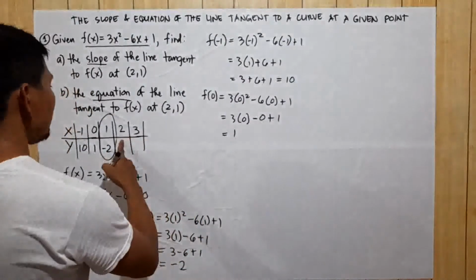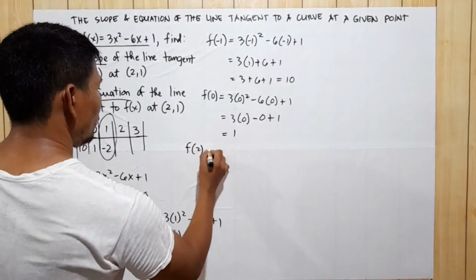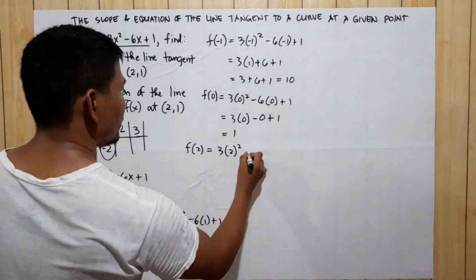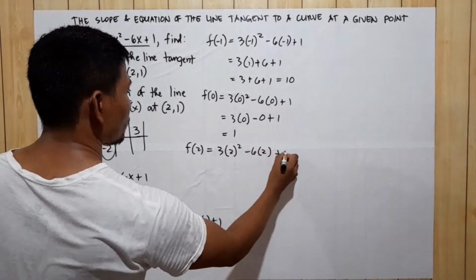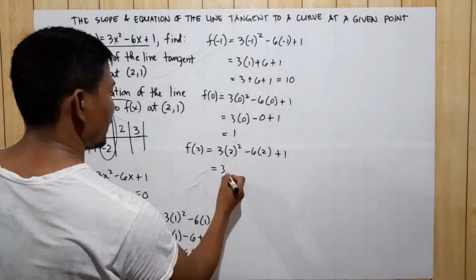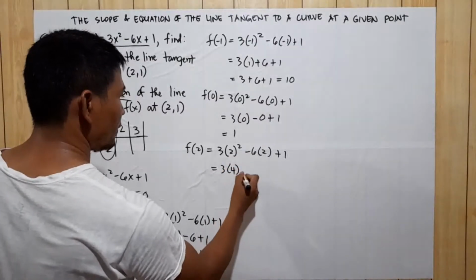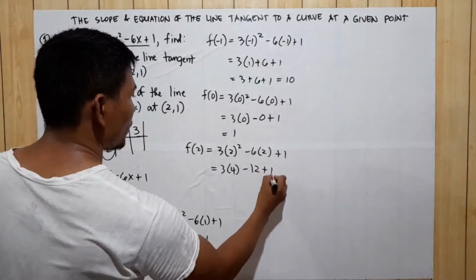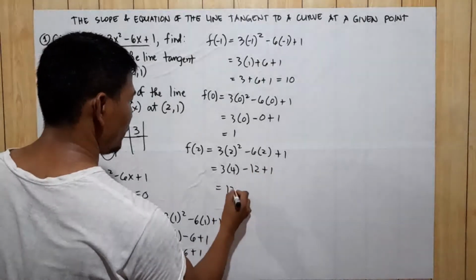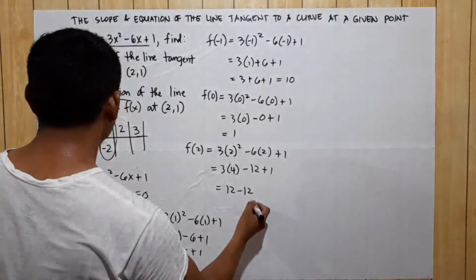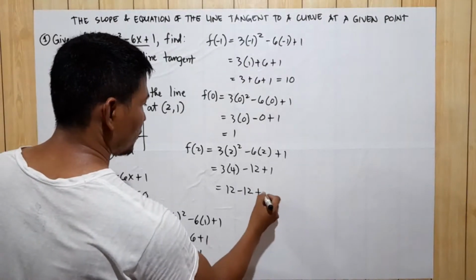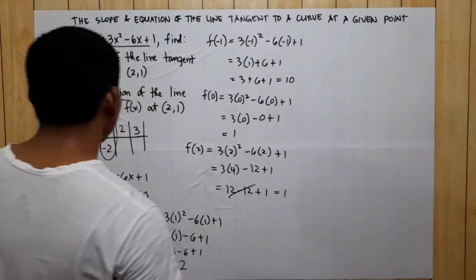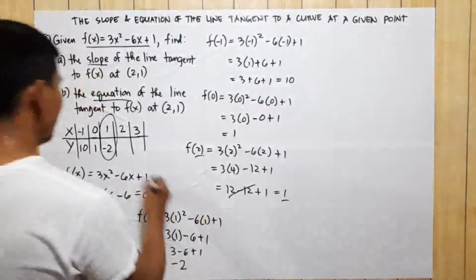So, paano naman po sa 2? We have f of 2 equals 3 times 2 squared minus 6 times 2 plus 1 equals 3 times 2 squared is 4. So, negative 6 times 2 is 12 plus 1. We have 3 times 4 is 12 minus 12 plus 1. Cancel po ito. So, magiging 1. So, meron po tayong 2 at 1.